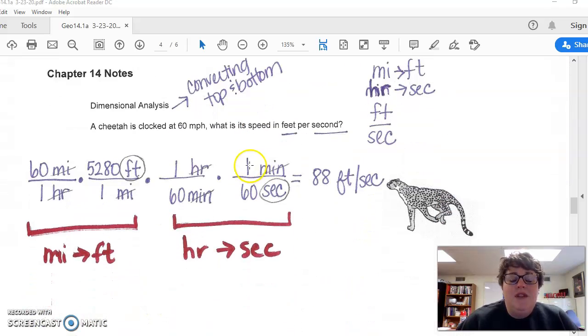Well, when we come down here to this problem, we have 60 miles per hour. So it's 60 miles over 1 hour. And so we have to convert the top and the bottom. So we're converting miles to feet, and that's what I've done with the first two fractions, and then from hours to seconds, because our goal is to get feet per second. So we need feet on top, seconds on bottom. Feet on top, seconds on bottom. So hopefully you can walk through that.